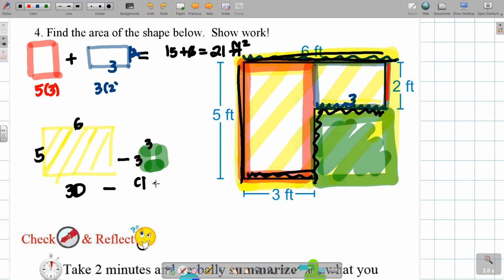Subtract. You got 21 feet squared. Notice it's the exact same thing. Check your work, folks. Write notes. If you got it incorrect, put dollar smiley if you did get it correct.